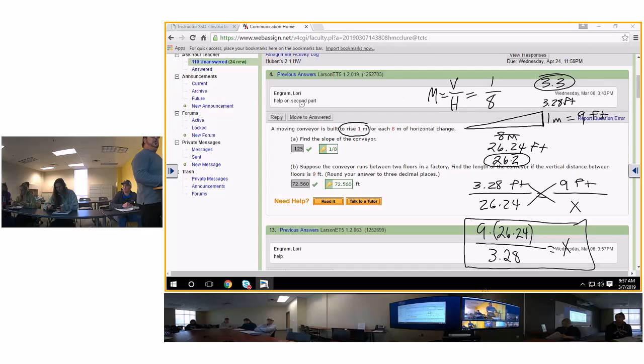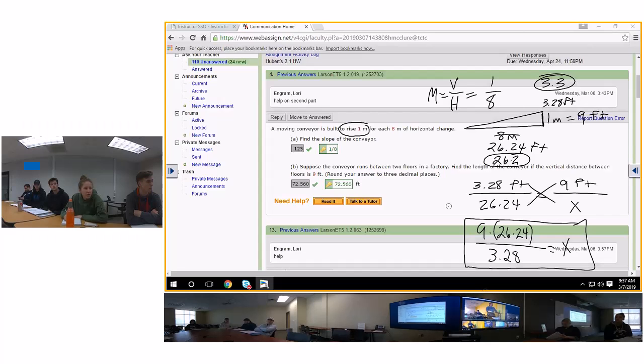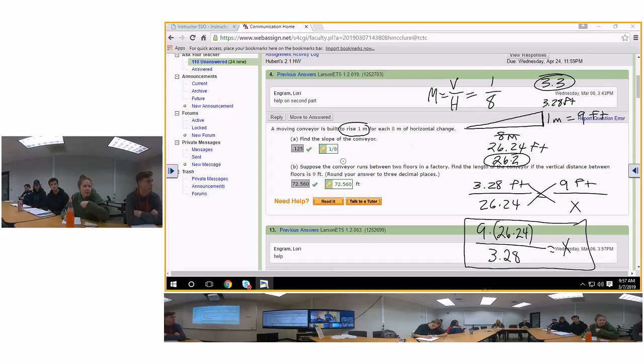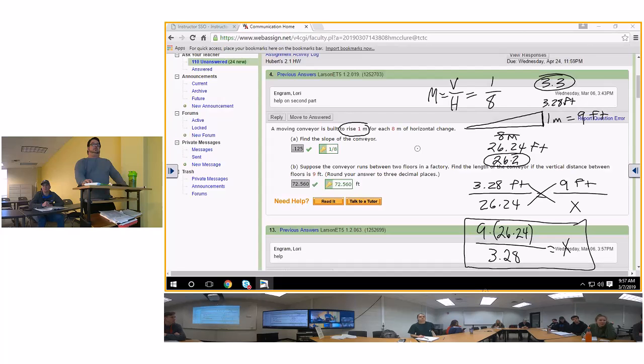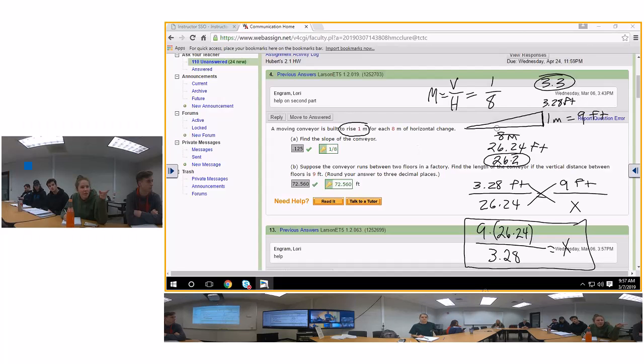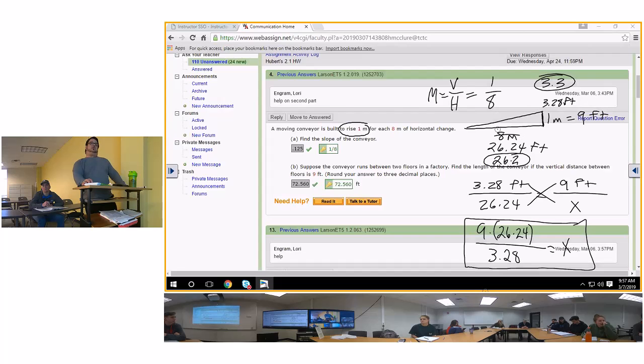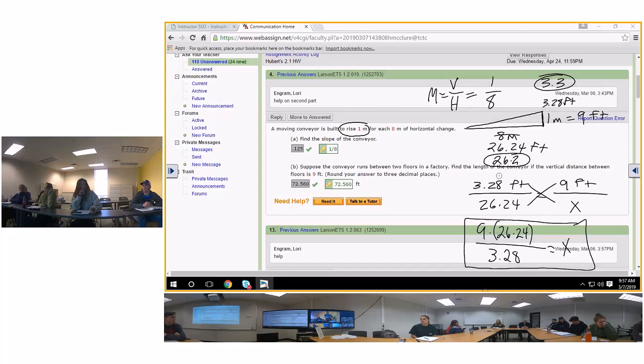I see that, Miss Ingram. You said help on second part. I agree with you 100%. I'll have to come back with you on that one. Could you use, gosh, it's been a while, the 1/8, the slope is what I was thinking. Could you use the Pythagorean theorem to find, isn't it called the hypotenuse? Well, the hypotenuse is not what they're asking for. I guess they are asking for the length of the conveyor. I just did that and it's still 72 even. Yeah, I don't know how they're doing it. I'll have to get back with you on that one.